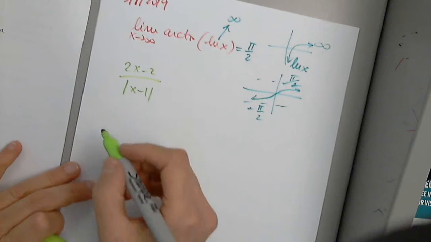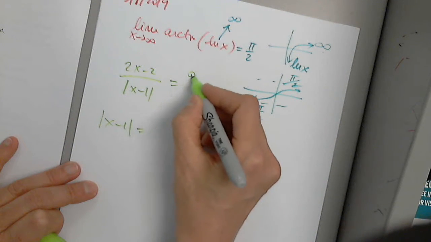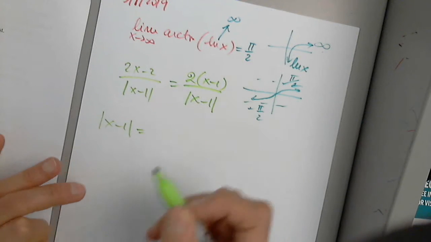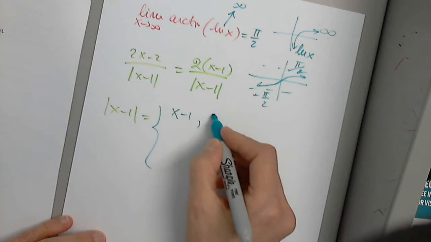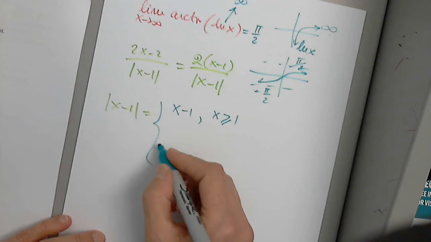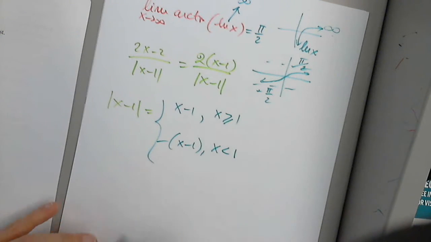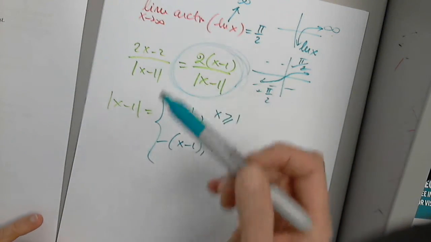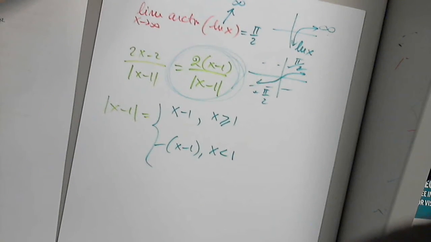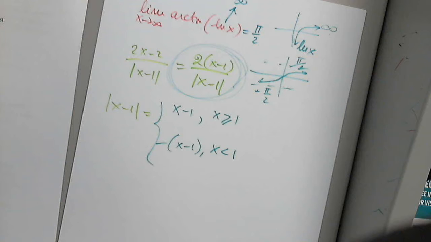Okay, so we have to start with the absolute value of x minus 1. So you can write this as 2x minus 2 divided by the absolute value of x minus 1. But first we have to simplify the absolute value. And we know that there are two possibilities. One of them is x minus 1 for x greater than or equal to 1. And the other one is negative x minus 1 for x less than 1. Now stop me if you have any questions on this. So therefore, this expression has two possibilities. I know you've done this in pre-calc. We also have done it together. So if you have any questions, I'll go back to it.